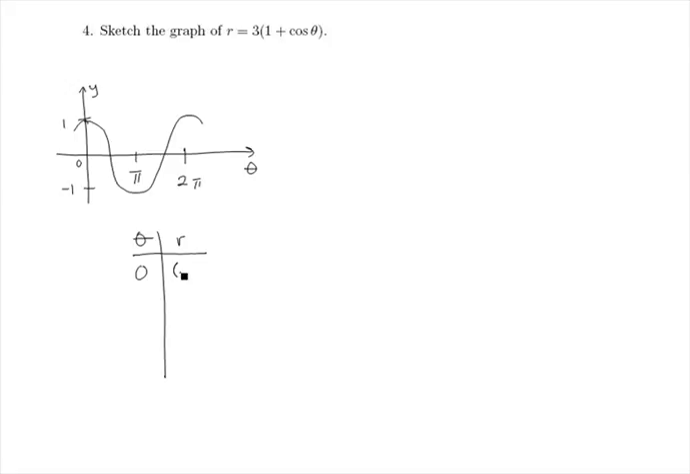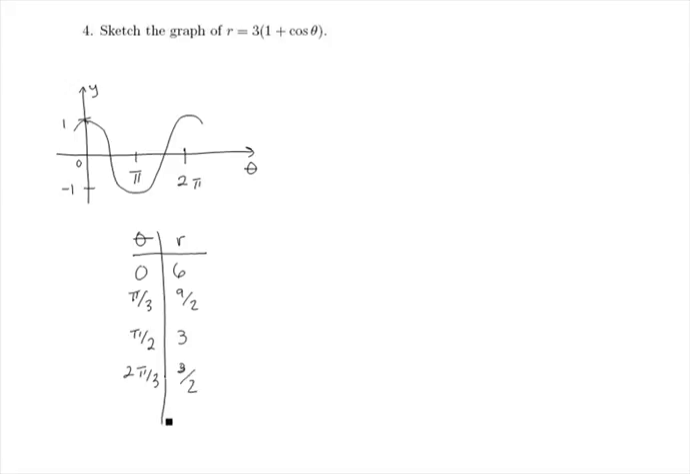Another nice value of cosine is pi over 3. Cosine of pi over 3 is 1/2, plus 1 is 3/2, times 3 is 9/2. Another nice value is pi over 2. Cosine of pi over 2, as we can see from the graph, is 0, so we have 3 times 1. Another nice value is 2 pi over 3. Cosine then would be -1/2, plus 1 is +1/2, times 3 is 3/2.